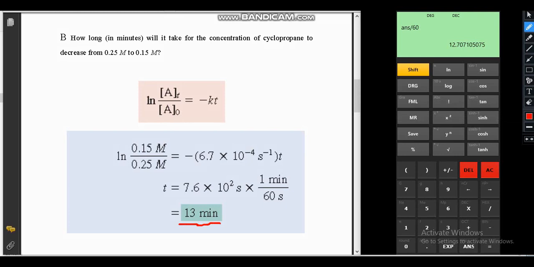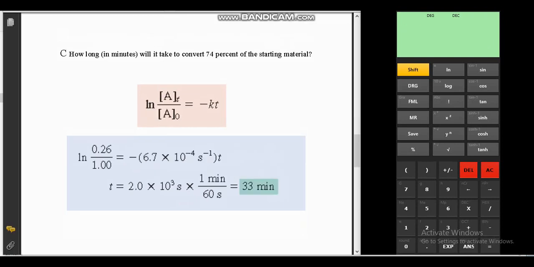So from this question, we are simply saying it will take 13 minutes for the 0.25 M to reach 0.15 M. Let's go to question C. Question C is asking us how long in minutes will it take to convert 74% of the starting material.